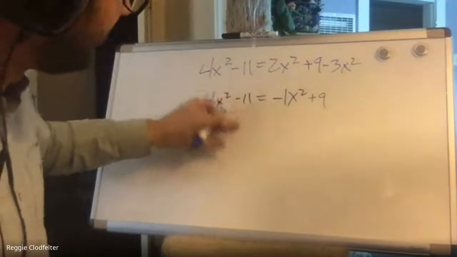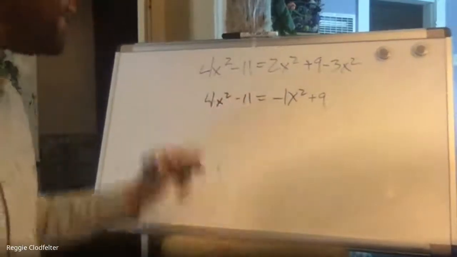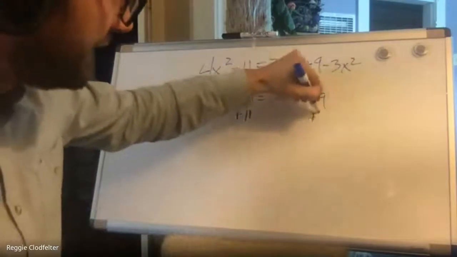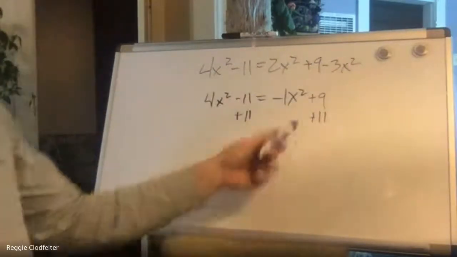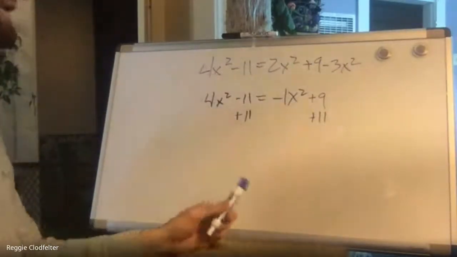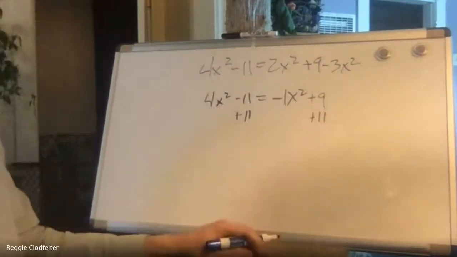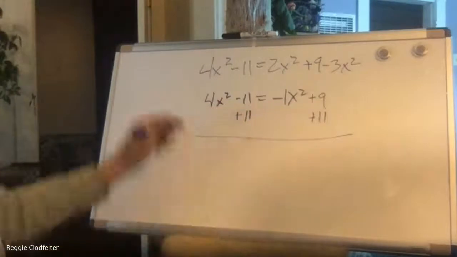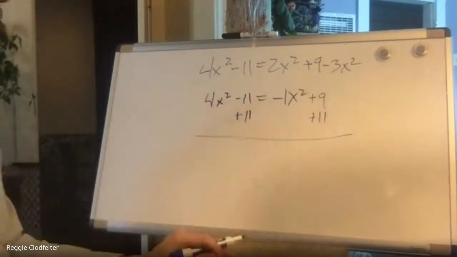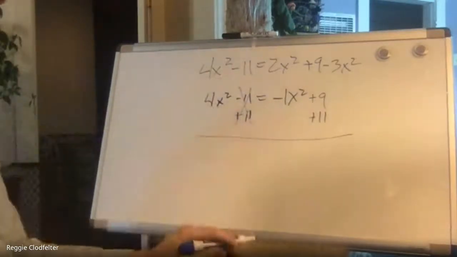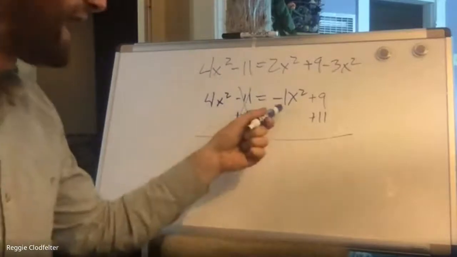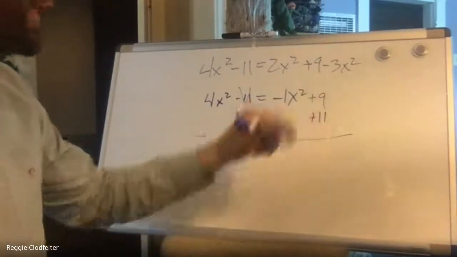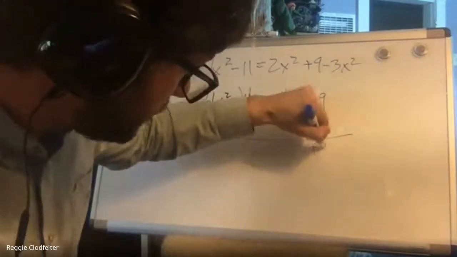So I'm going to add 11 to both sides. Again, there isn't one way to do it. Your goal is just to get your x's on one side and the numbers on the other. So I'm going to add 11 to both sides. So now I have 4x squared minus 11 plus 11. Minus 11 plus 11 is just 0. And then I have negative 1x squared plus 9 plus 11. Those just become plus 20.